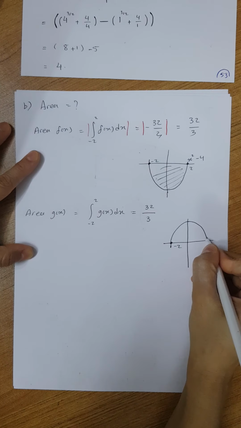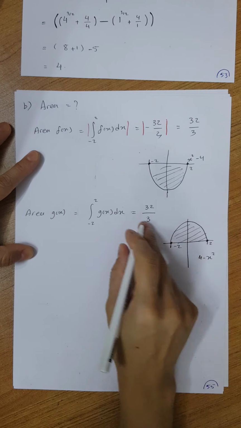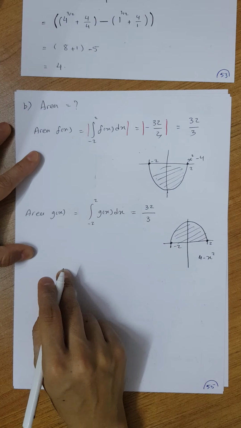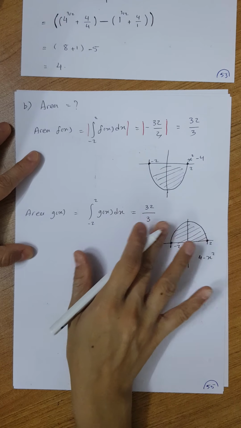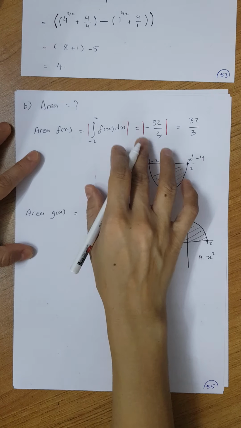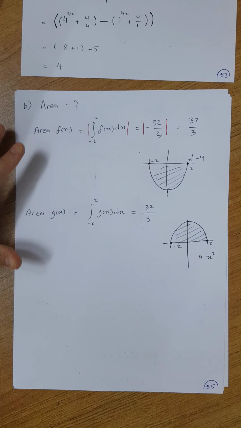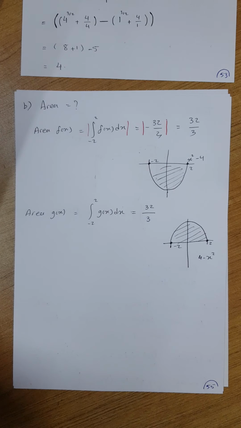Okay, and we are finding that area. So that area is equal to what? 32 over 3. But since it is above the x-axis, it is a positive number, and we do not need to put that absolute value over there.